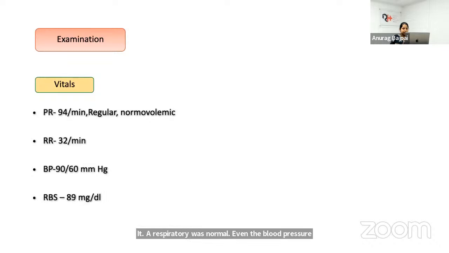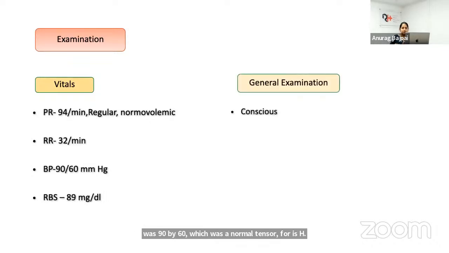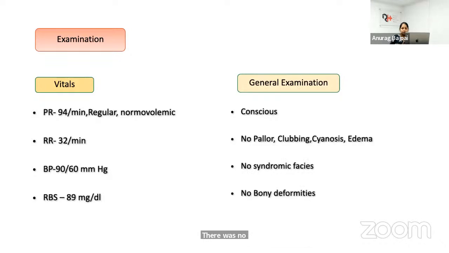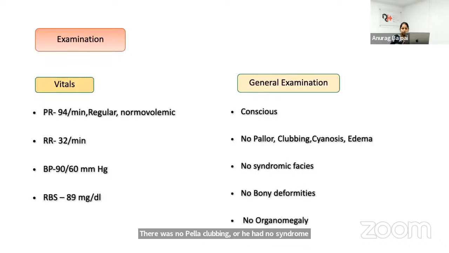Random blood sugar was 89. This was normoglycemic. On the general examination, we found there was no pallor, clubbing, cyanosis or edema. He had no syndromic facies, no bony deformities, and no organomegaly.